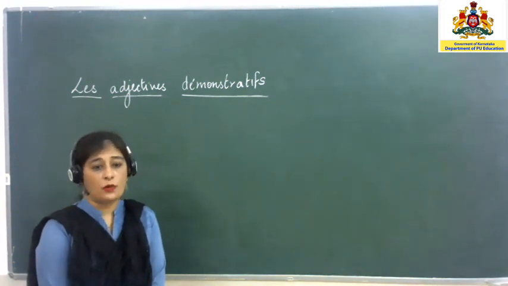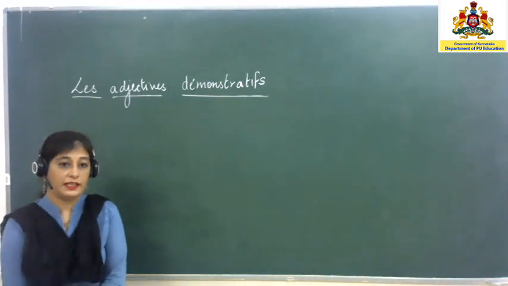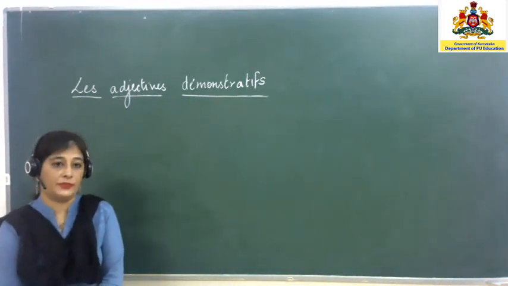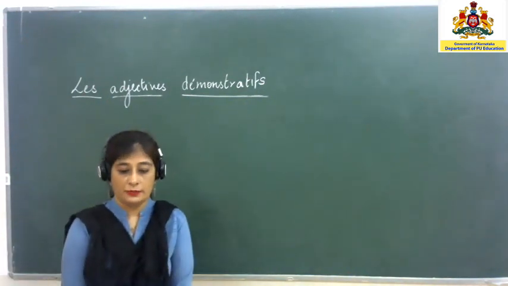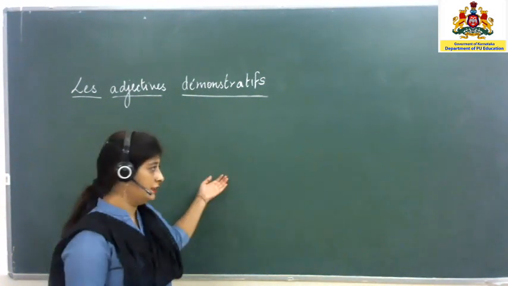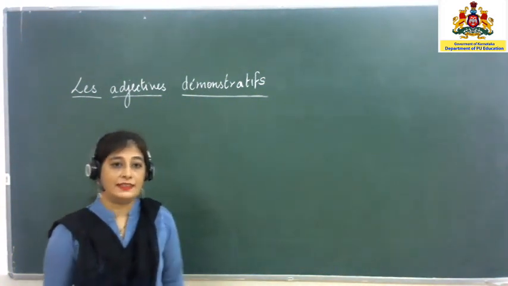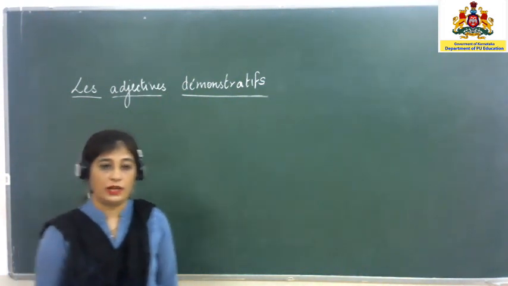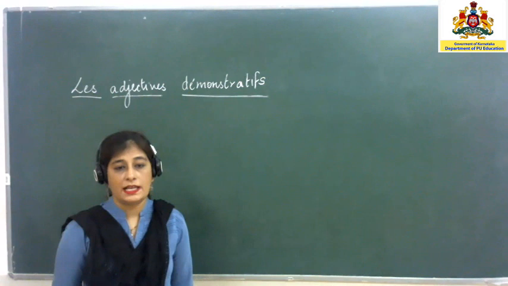But what is this demonstrative adjective? What does the word demonstrative tell you? It tells you about pointing at something or demonstrating something, right? For example, if I have to say this chalk, that board, right? So this is what is known as your demonstrative adjectives. And in the plural, it is these and those.